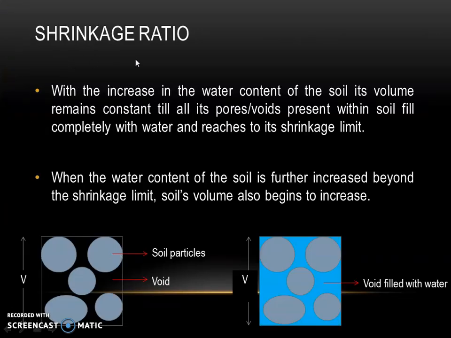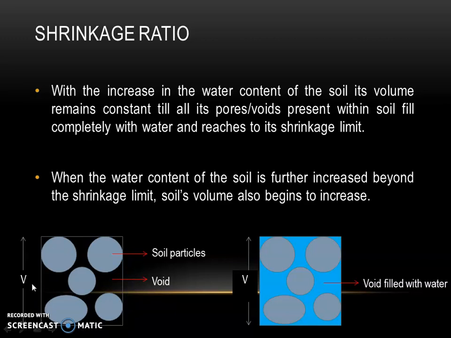Next is shrinkage ratio. With the increase in water content of the soil, its volume remains constant till all its pores or voids present within the soil fill completely with water and reaches its shrinkage limit. When the water content of the soil is further increased beyond the shrinkage limit, soil's volume also begins to increase. So these two statements can be explained with the help of this sketch over here.